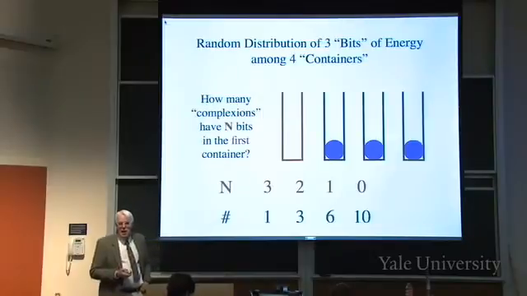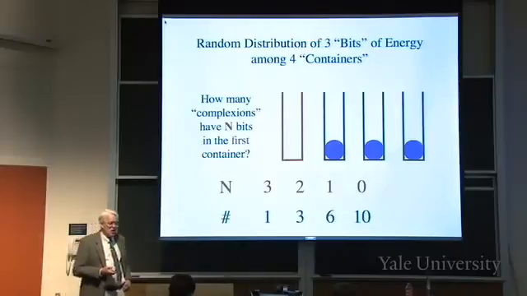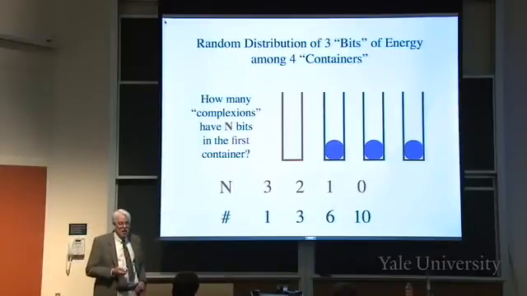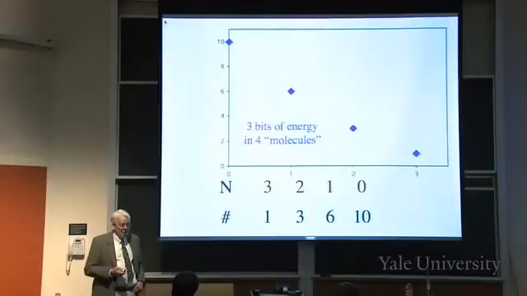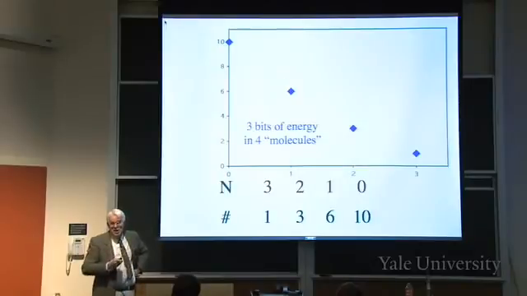So let's make a graph and see what's the probability that you'll have a certain number of bits of energy in the first container. Okay, it looks like that. 10, 6, 3, 1. And what does that curve look like if you made a plot of that? What type of curve does it look like? Is it a straight line? Anybody got a name for it? Or something that looks a little bit like that?